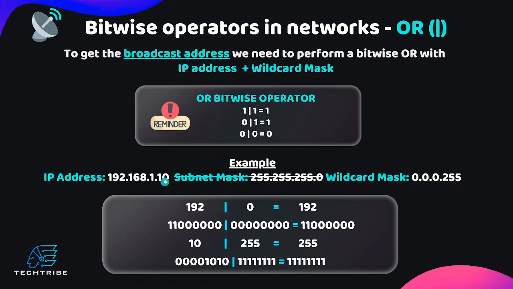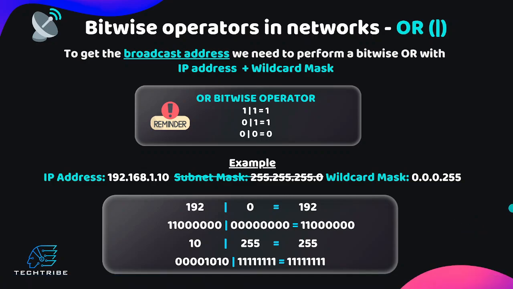So 10 in decimal is equivalent to this number in binary, right? And 255 is this number in binary. If we compare bit to bit, each one, all the bits are true, so it will remain 255, right? So that's how the OR operator works.